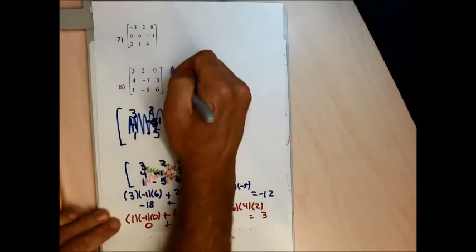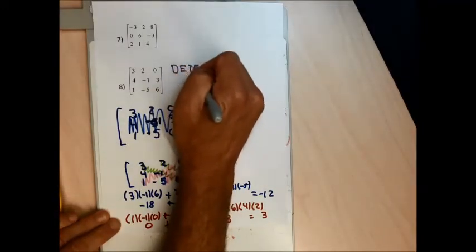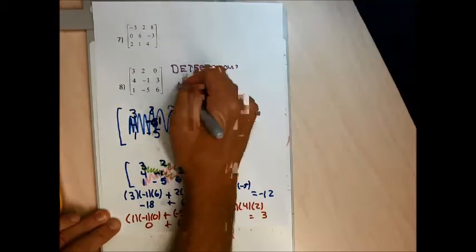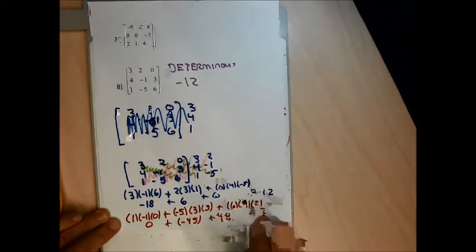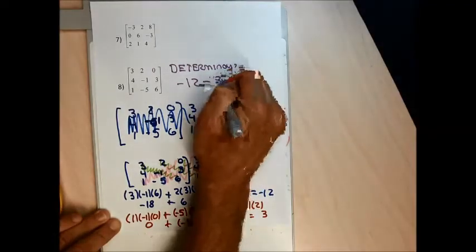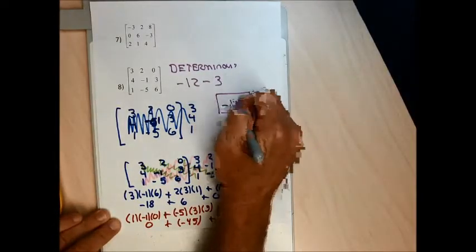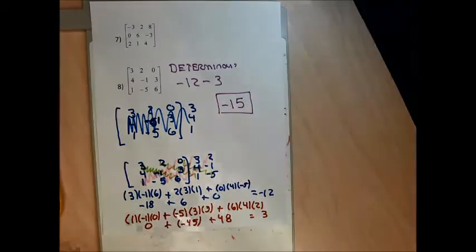So in number 8, the determinant is going to be negative 12, which is that number, minus, from the formula, that number. Those have the same signs, so I'm going to add those numbers and keep them negative and get negative 15. I'm going to double check on my calculator real quickly.